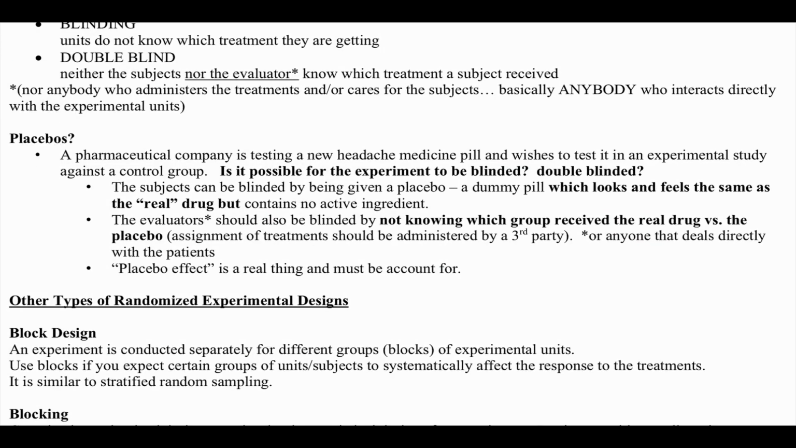Okay. So, placebo. A pharmaceutical company is testing a new headache medicine pill and wishes to test it in an experimental study against the control group. Is it possible for the experiment to be blinded or double blinded? Yeah. Blinded, if I'm a person who volunteers for this, blinded to me would be I don't know which pill I'm getting. Am I getting the real pill or the dummy pill? Double blind means the person who actually gives me the pill, they don't know either. They have no idea. That's usually what they are. Medical experiments are usually double blinded.